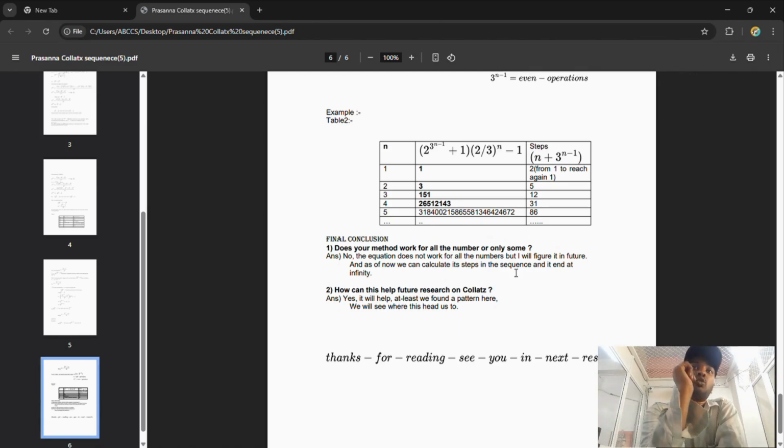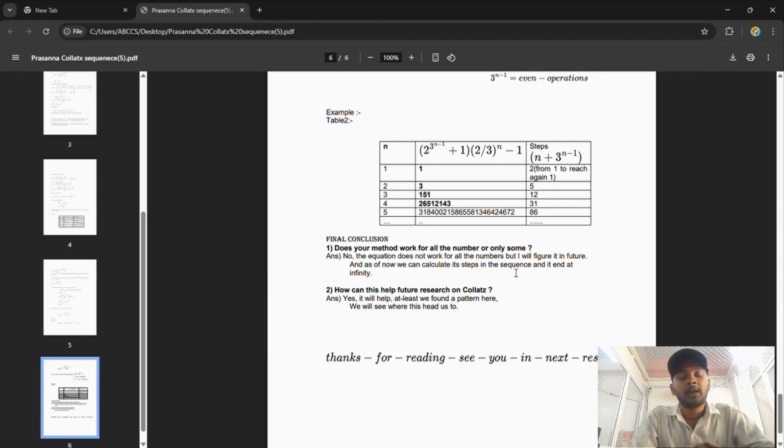As we know the final conclusion, does your method work for all the numbers or only some? No, this equation doesn't work for all the numbers, but I will definitely figure it out in future. It's been 11 months that I have been working on this. I might give another 10 months to this problem, but eventually I will figure it out. And then, how can you help future researchers on Collatz?